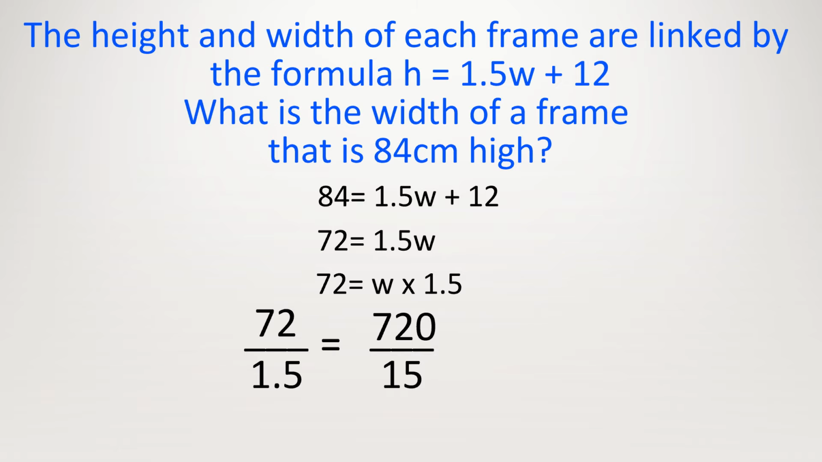To get rid of that, we times top and bottom by 2. 72 divided by 1.5 becomes 144 divided by 3. This is an equivalent fraction. We times top and bottom by 2. Do it yourself. I will give you 5 seconds. What is 144 divided by 3? The answer is 48. Hence, the width for this picture frame equals 48.